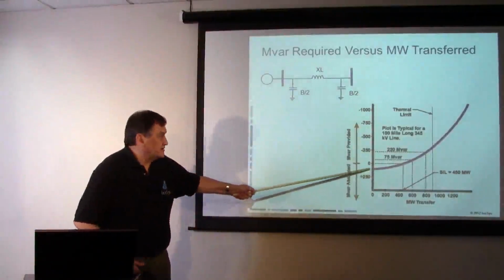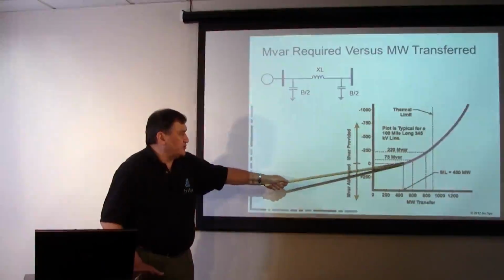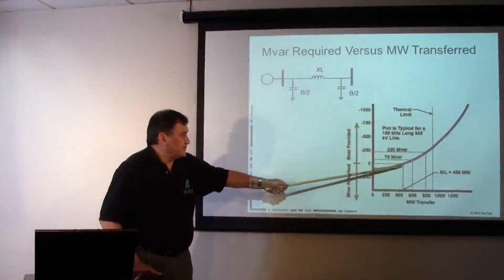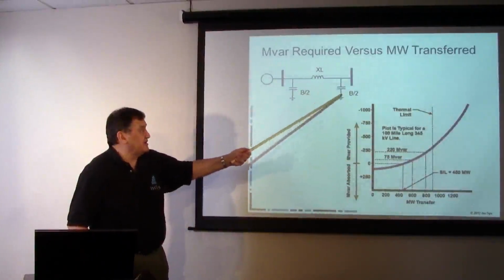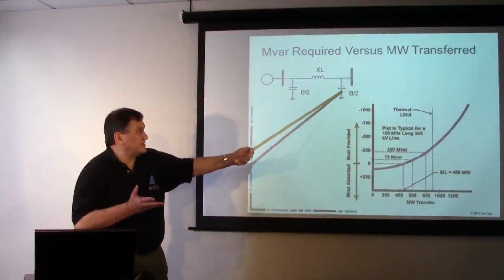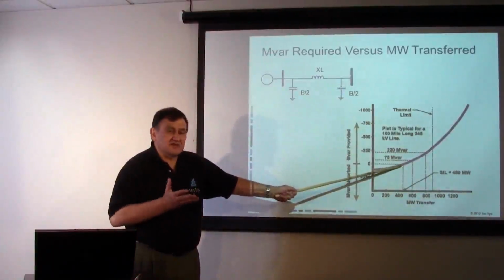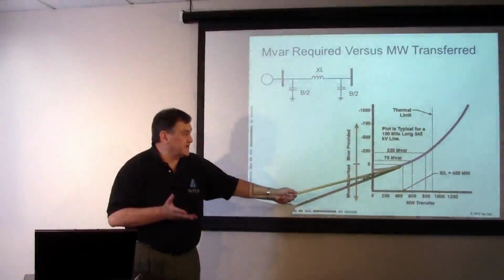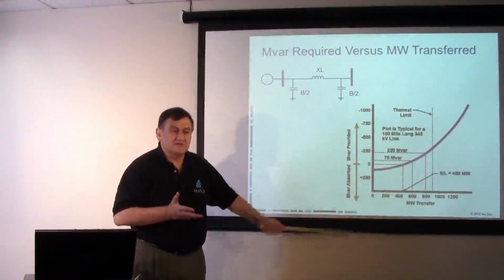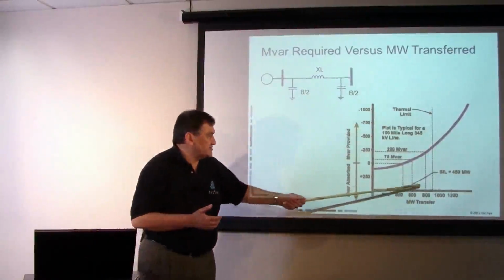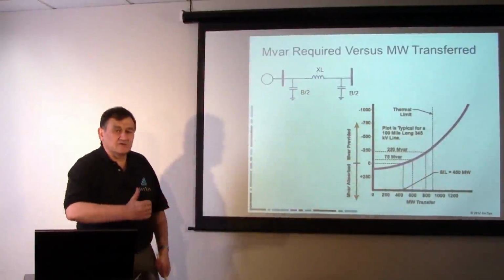As we load up the line with more and more megawatts along the bottom here, we get to a point where the net megawatts absorbed by the current through that reactance equals the megawatts produced by that capacitor. And so the system doesn't have to absorb any, and it doesn't have to produce any megawatts, and we call that megawatt value the surge impedance loading, SIL. It's that loading, in this case 450 megawatts, where that transmission line is not producing or absorbing megawatts.